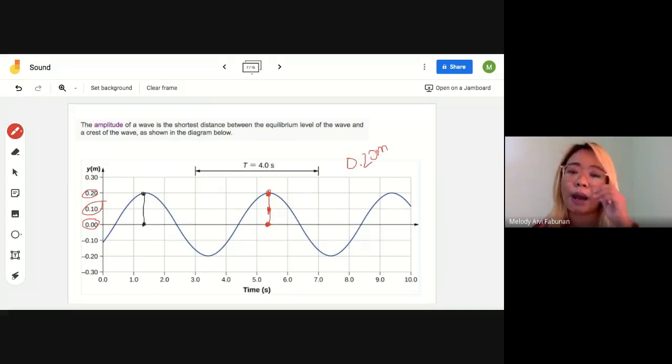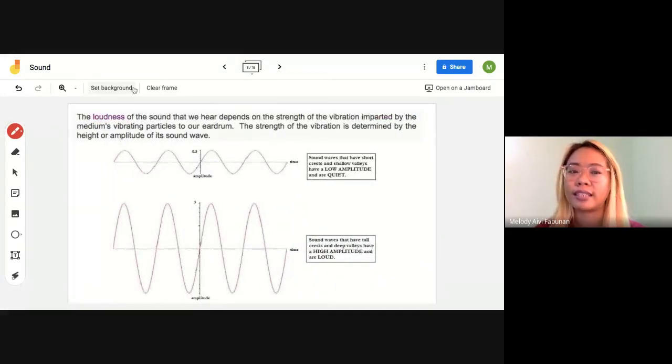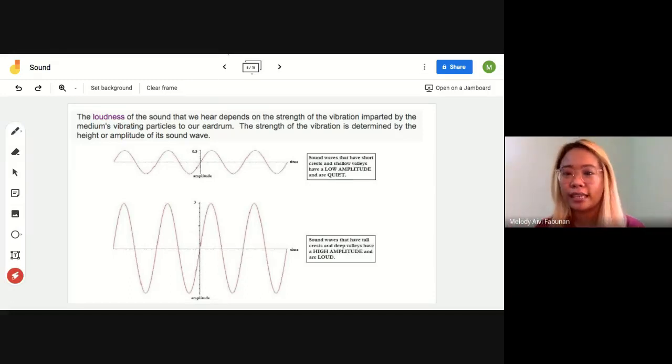So kung mapapansin ninyo, throughout the longitudinal wave, iisa yung measurement ng amplitude. So even here, the amplitude is the same, 0.20 meters. Okay? So ano nga ba ang idea when it comes to amplitude? Amplitude kasi is related to the idea of loudness. So kung gaano kalakas ang isang sound or kung gaano kahina ang isang sound is related to the amplitude of the sound wave. So for example here, we have a sound wave here.